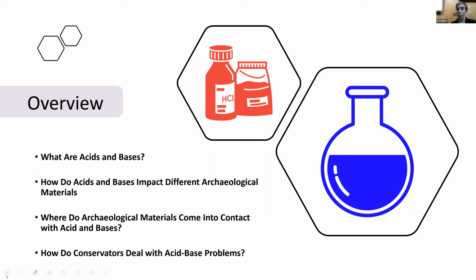We're also going to talk about the various places archaeological materials come into contact with acids and bases, both in that initial burial environment as well as post-excavation. So where do they come into contact with acids and bases in the museum itself? And then we're also going to talk about how conservators try to address those problems presented by contact with acids and bases that affect these artifacts and affect their preservation long-term and immediately.